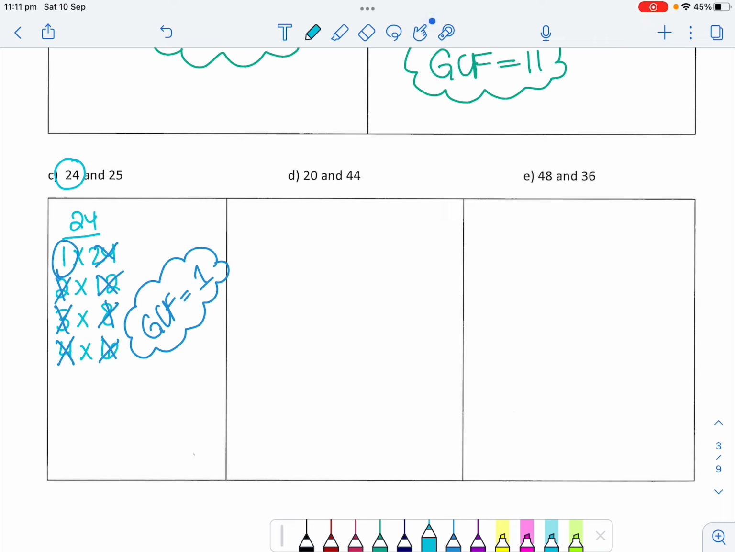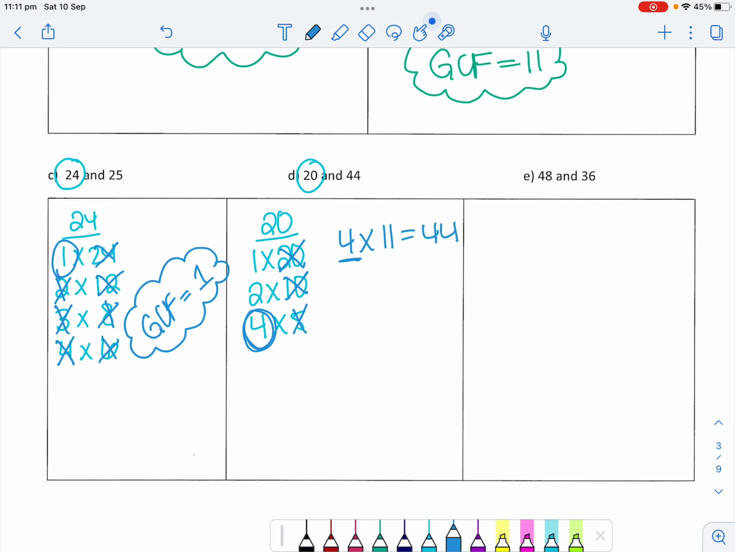In part D, I've got 20 and 44. I'm going to find the factors of 20. So 1 times 20, 2 times 10, 4 times 5. Now I'm going to do the same thing. I'm going to ask the same questions, starting with my greatest factor. So does 20 go into 44? No. Does 10 go into 44? No. Does 5 go into 44? No. Does 4 go into 44? Yes. 4 times 11 is 44. And those 4s are what they have in common, so my greatest common factor must be 4.